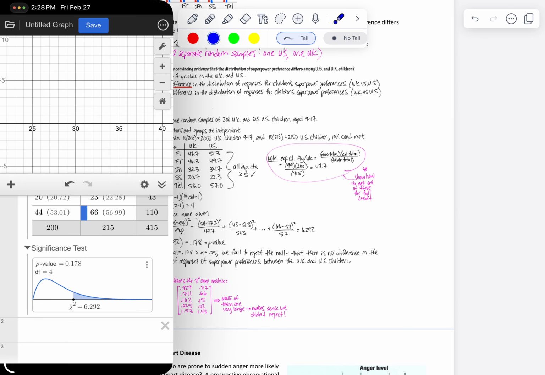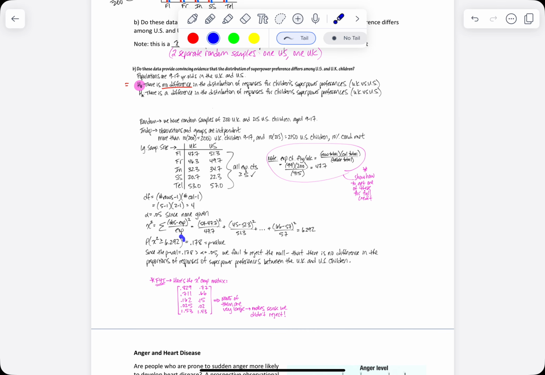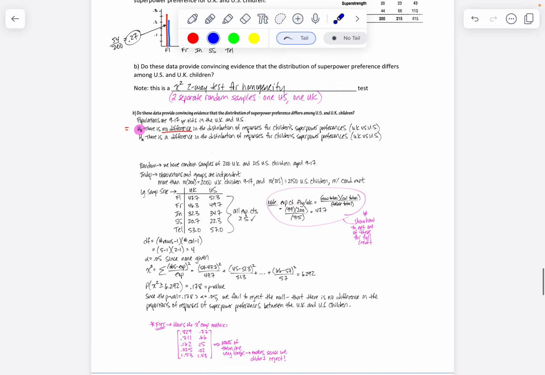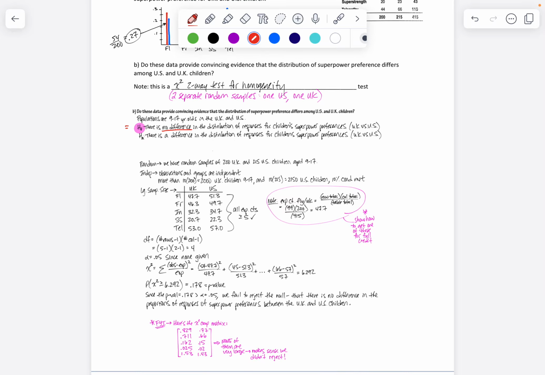And then be careful with your notation there. Make sure that we are always shading to the right for chi-squared, and this is the p-value given to me from Desmos, okay? And then you ask yourself, my friends, is this p too low? No. So the H0 doesn't go. So where's my H0 and my Ha? Up here. My H0 does not go, so I believe this.